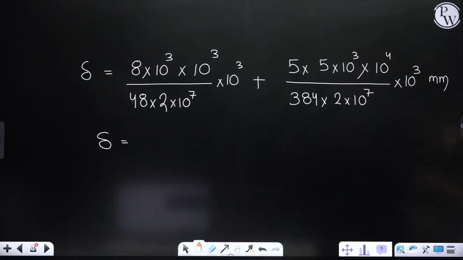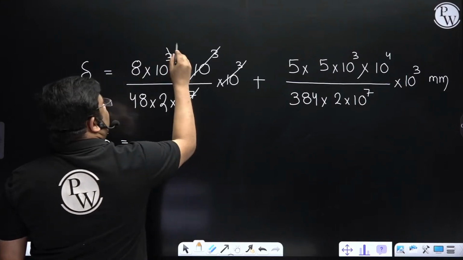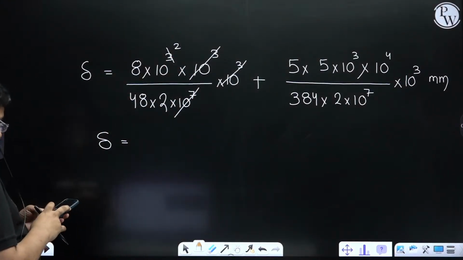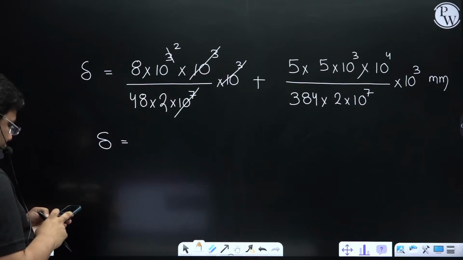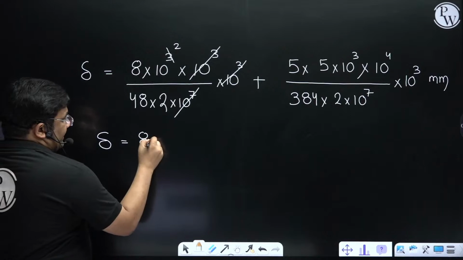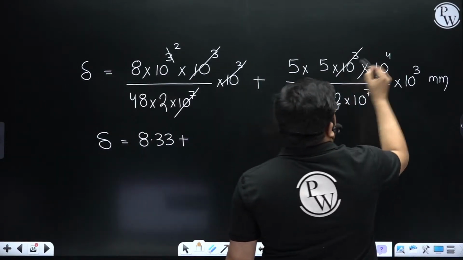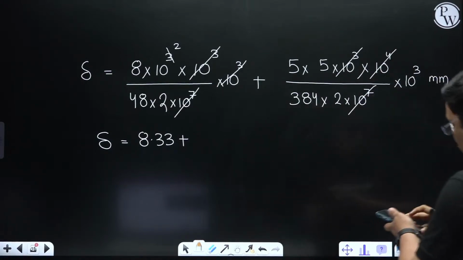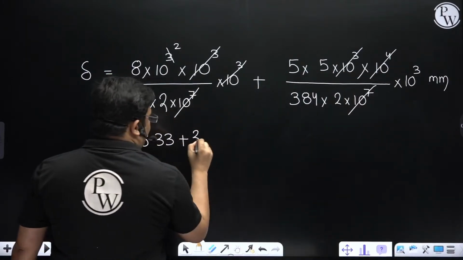First one, there will be so many cancellations, right? You see, this will get cancelled. This is 2 actually. So it becomes 800 divided by 48 divided by 2. This is actually 8.33, right? Then the next one, if you see, this will get cancelled entirely. So 25 into 10 to the power 3 divided by 384 further divided by 2, 32.55.